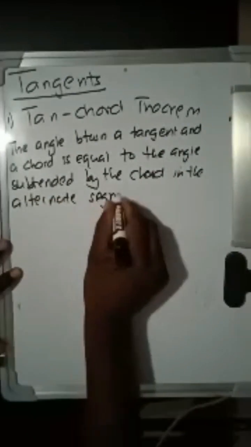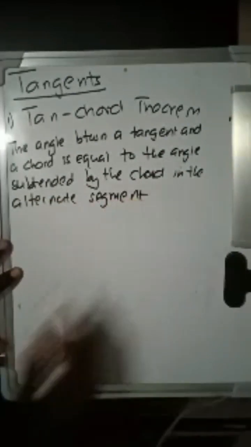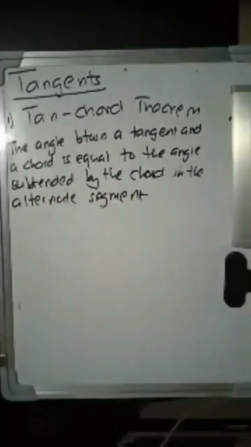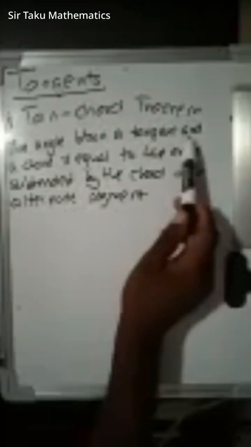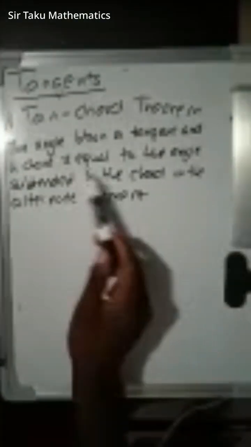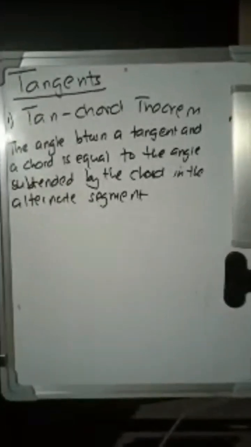They use a lot of jargon here. I will try to simplify. This means the angle between a tangent and a chord is equal to the angle supported by the chord in the opposite segment. Okay? Right.